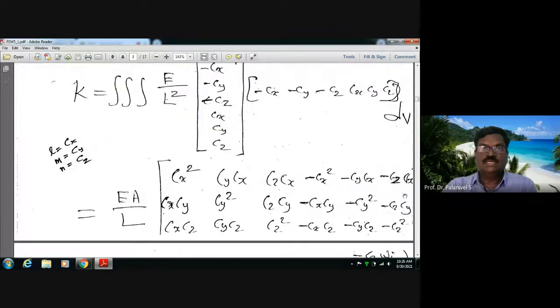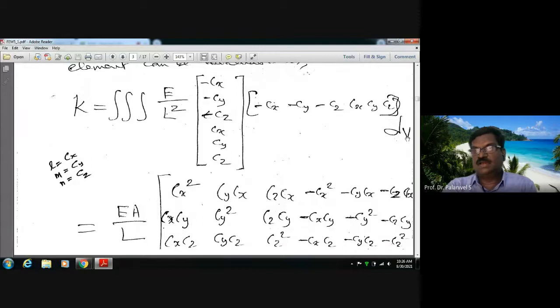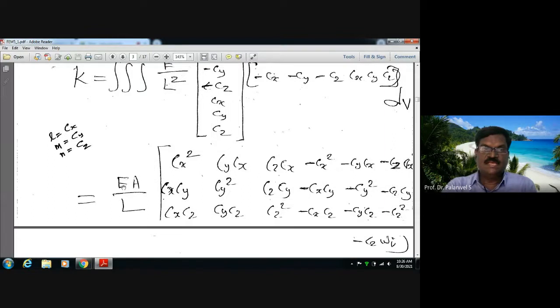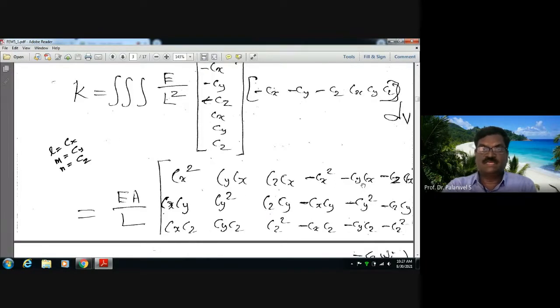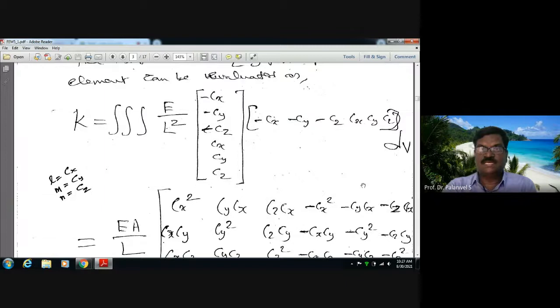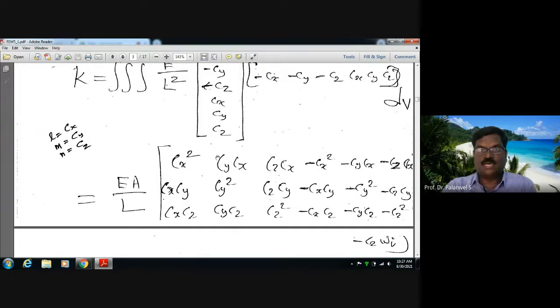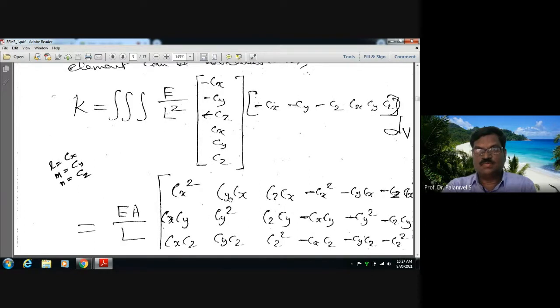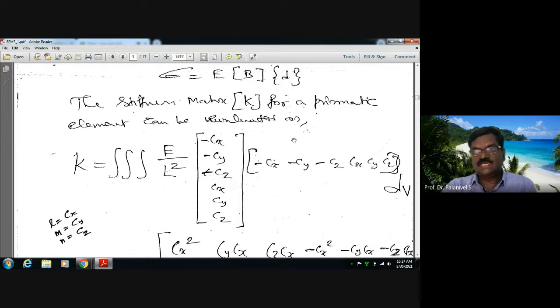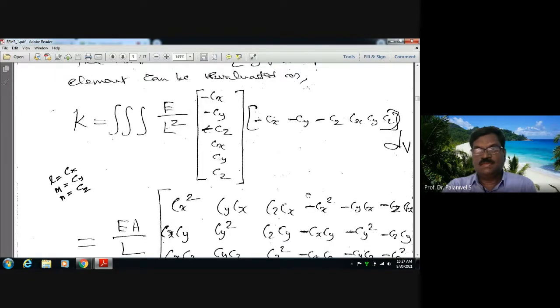This dV, I have forgotten to write here, dV equal to A into dx. So area into dx. You can write it as AE by L into the matrix. Now you multiply. This way you can memorize this element stiffness matrix. Please see here, only thing is you have to write this B transpose. This into this will give you the matrix. Cx into Cx, what is that? Cx squared. Cx into minus Cy, minus CxCy. Next, Cx into minus Cz, minus CxCz.